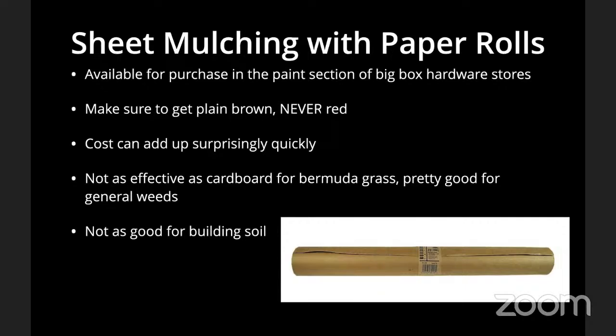The red paper that they have there has a waterproof layer, which is great for preventing paint spills on your floor, but not good in the garden. But it's not as effective as cardboard, and the cost can add up surprisingly quickly. I always go for at least 2, if not 3 layers, because it's much thinner and it doesn't last as long.